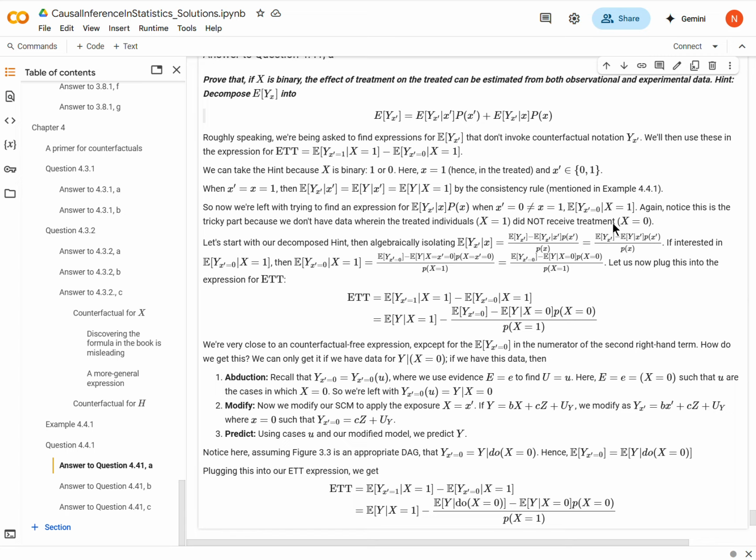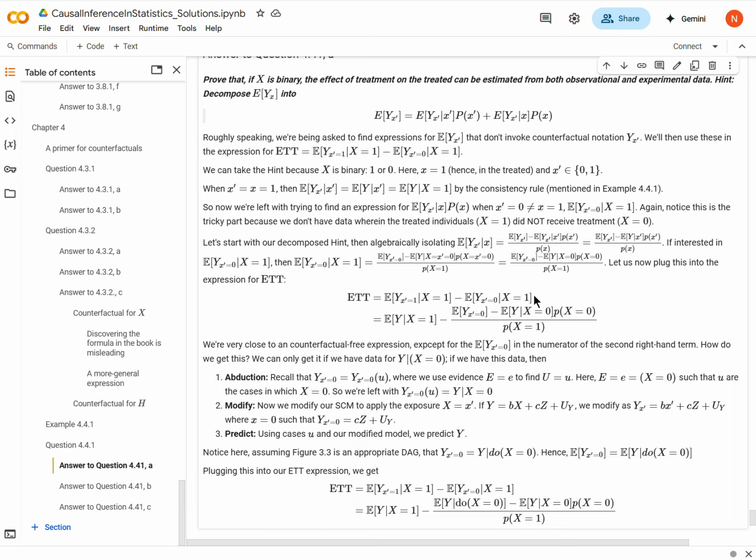But here we have that x prime equals 0 and x equals 1. So just entering those into the equation, I get this. Okay. So in other words, for ETT, this second expression is equal to this right here. Okay, so now if I plug that into the ETT, right?